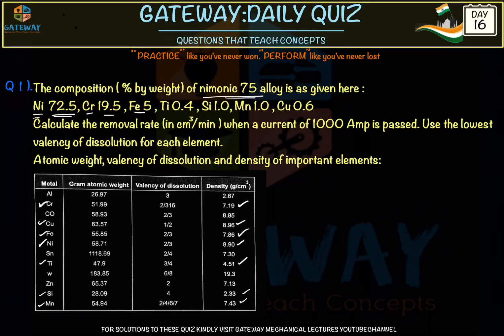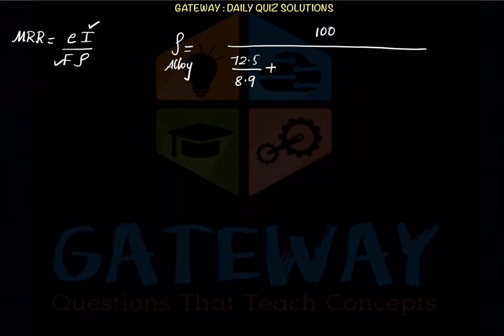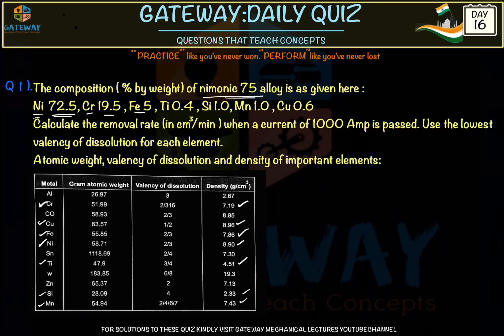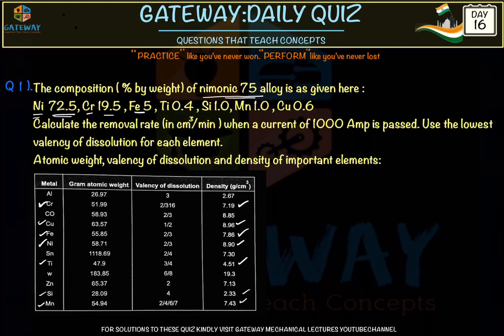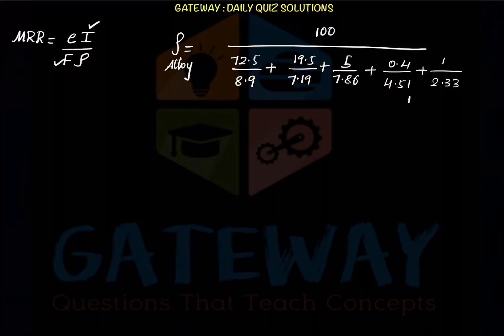Similarly, the next thing is chromium. Chromium percent was given 19.5 upon its density 7.19. And then ferrous was said to be 5%, so 5 upon density of ferrous, 5.86. And after ferrous we are using titanium. For titanium the percentage given is 0.4 and the density is 4.51 from the table. And after titanium we are using silicon, it is said 1% and the density is 2.333.